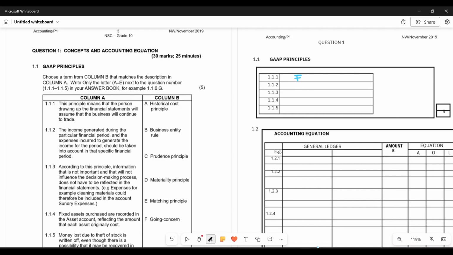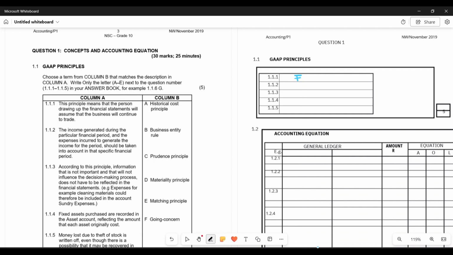Now, 1.1.2, they said income generated during the particular financial period and the expenses incurred to generate the income for the period should be taken into account in that specific financial period. This simply means that if my financial year end is February, and I receive rent up until March, remember, I need to subtract that rent for March, because I can only receive rent up until February. So all your income as well as expenses, you need to recognize them for that particular year, meaning that you cannot receive income for more than your financial year.